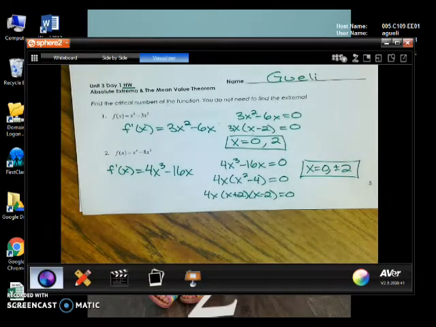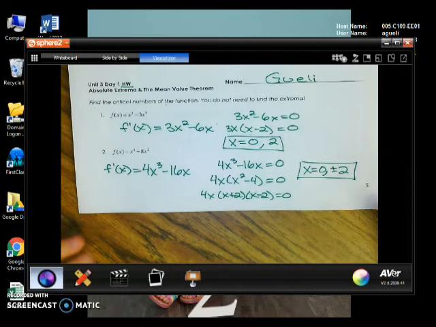Okay, this is the homework for the absolute extrema and the mean value theorem. I didn't realize that it wasn't recording, so I'm just going to kind of walk through these two, and then I will actually be working the rest of the problems.